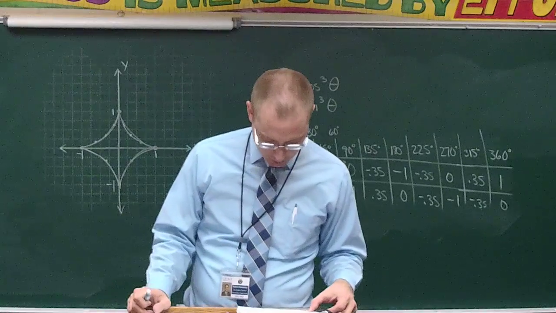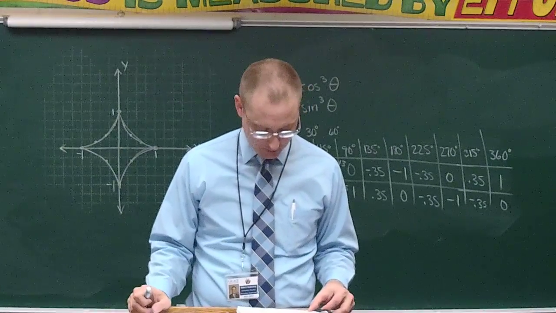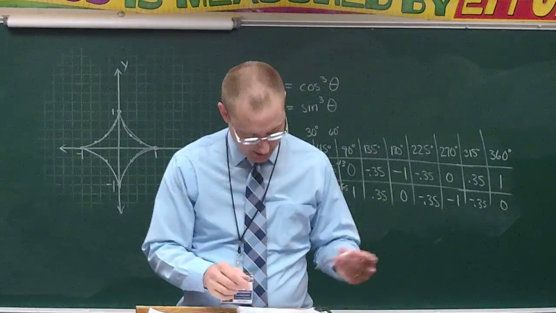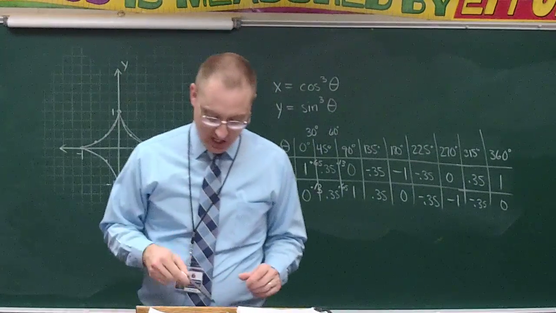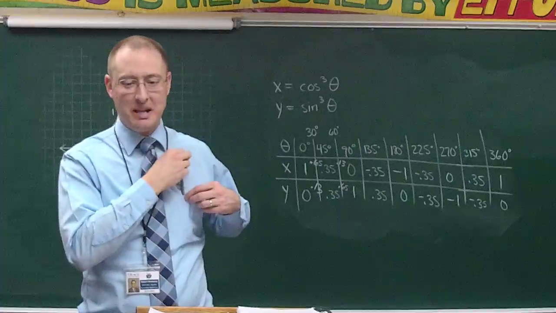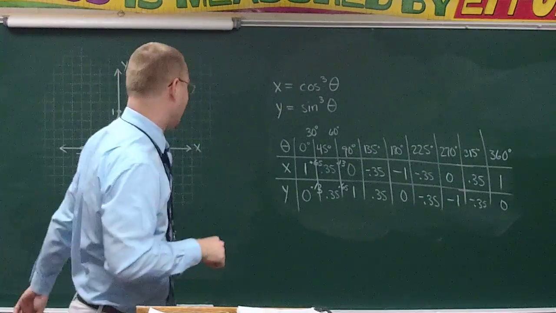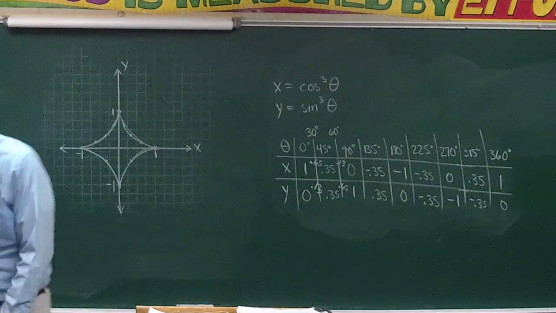I wanted to do number 23, which is a curate cycloid, but for the sake of time, we will have to pass on number 23. Let's get to the next thing in your notes. Eliminating the parameter.